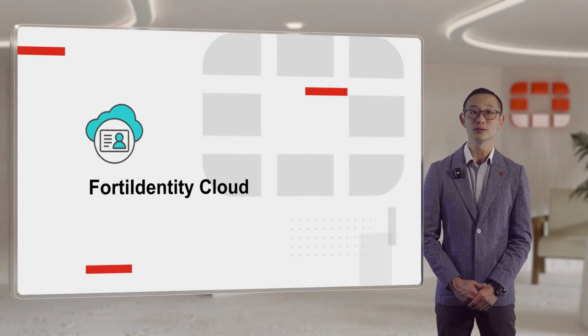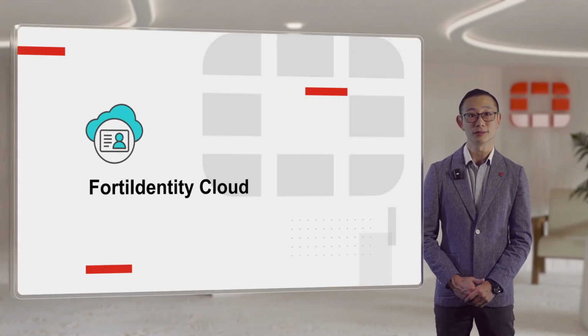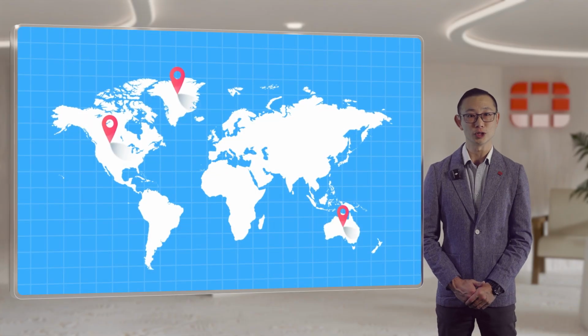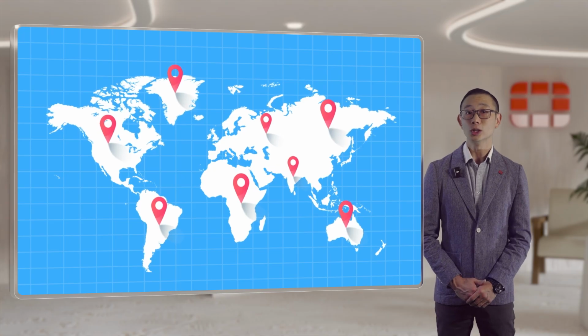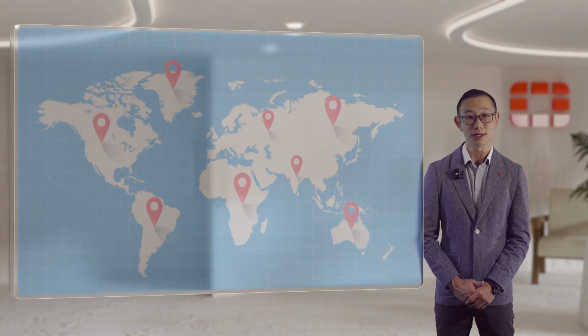Now, let's move to FortiIdentity Cloud. FortiIdentity Cloud is a cloud-native solution that eliminates the need for additional hardware or software deployments. Administration is all from the cloud. Being cloud-native means it scales well and can be deployed in multiple regions around the globe, closer to your users, or limited to specific regions for data privacy and regulatory compliance.